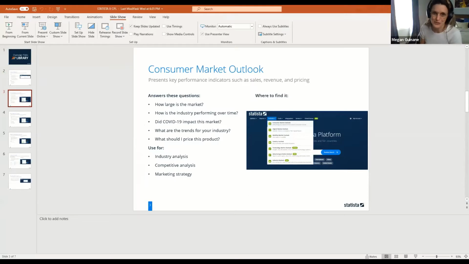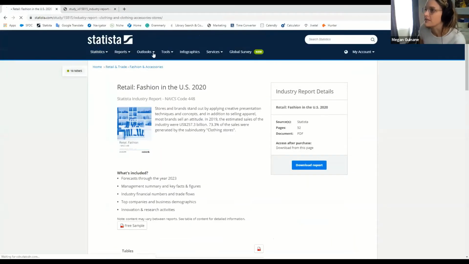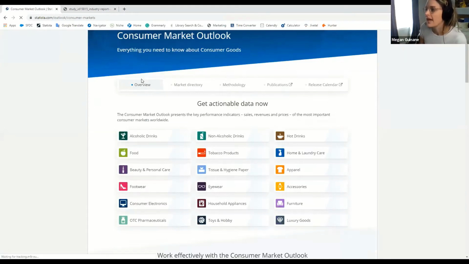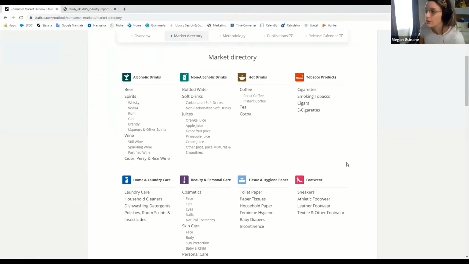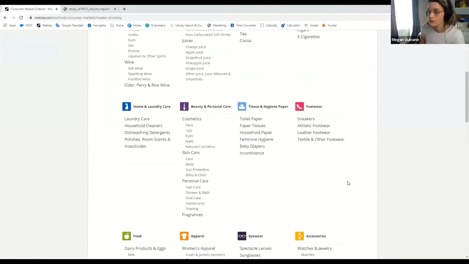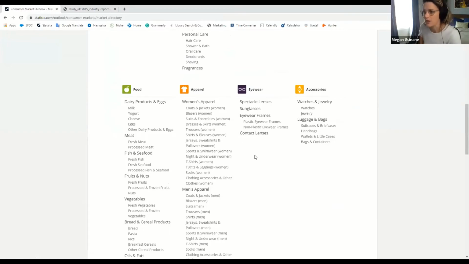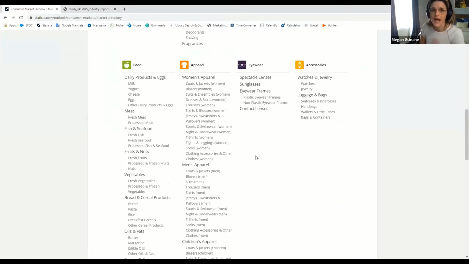So I'm going to go into an example together. All right, so share. Going back to the Statista homepage, where you would be able to find this is in our outlooks and our consumer market outlook. So you click on to here. And here is our market directory. So we have a lot of consumer products that you can go into, beauty care. We're always adding on more consumer goods as they become more relevant.